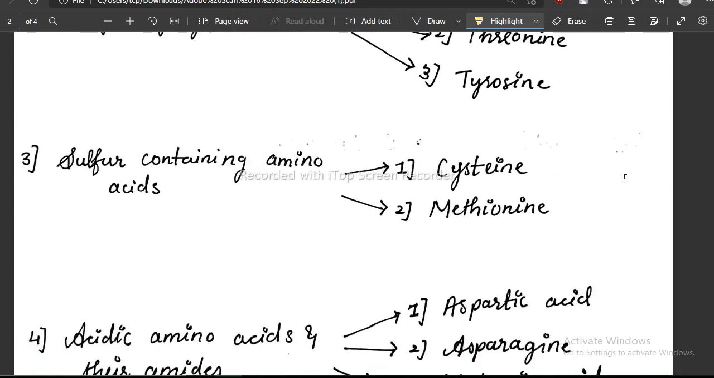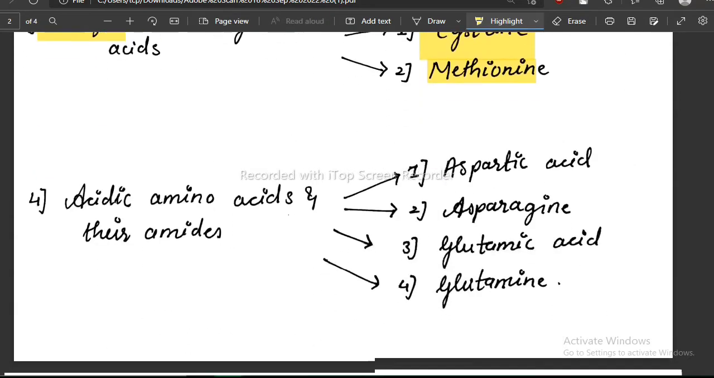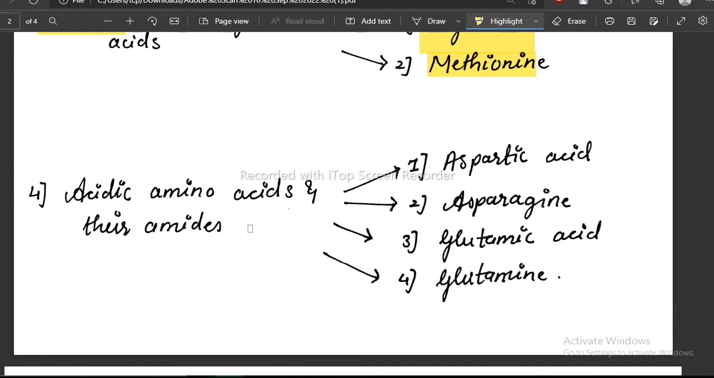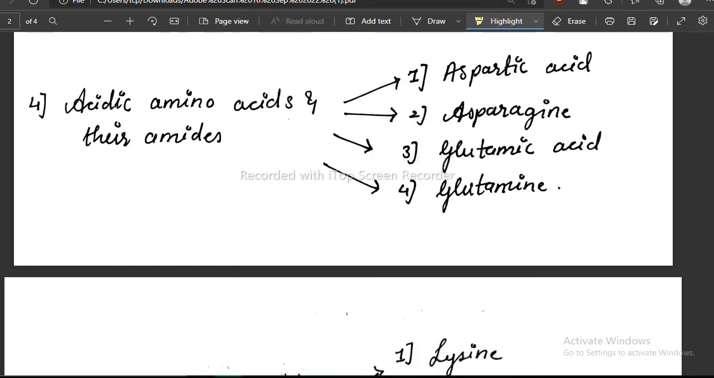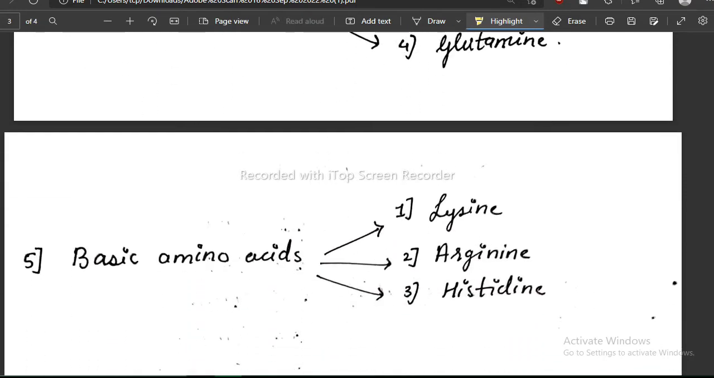Next is the classification. Third is sulfur containing amino acid, that is cysteine and methionine. Next is acidic amino acid and their amides. The examples are aspartic acid, asparagine, glutamic acid and glutamine. Remember the examples of each classification. This might be very helpful for your competitive exams.